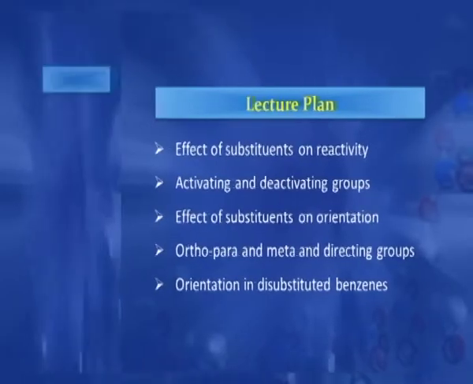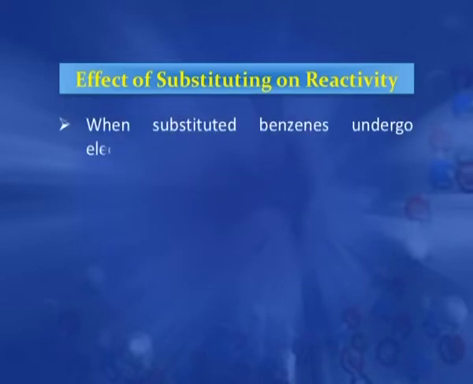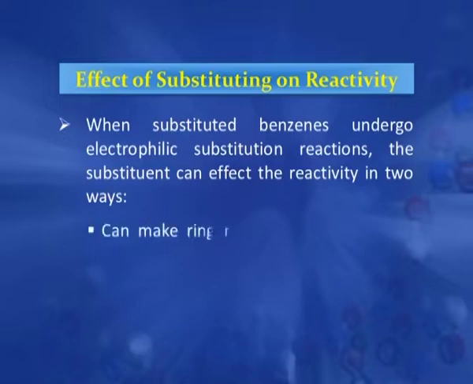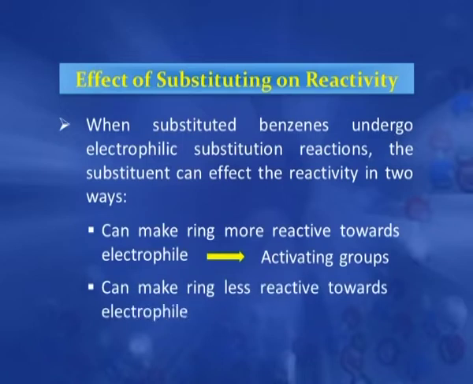That means, if two substituents are present in the benzene ring, then how will the third group which enters go, and in which position. Now, first we discuss the effect of substituents on reactivity. When substituted benzenes undergo electrophilic substitution reactions, the substituent can affect the reactivity in two ways. It can make the ring more reactive towards the electrophile, and these types of groups are called activating groups, or it can make the ring less reactive towards the electrophile, and these types of groups are known as deactivating groups.